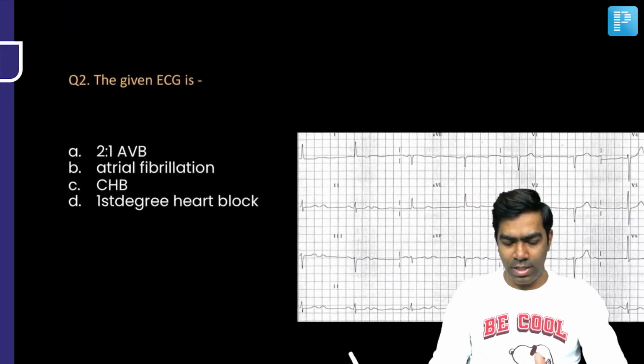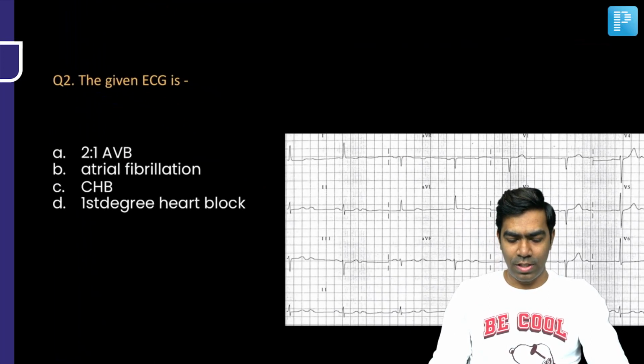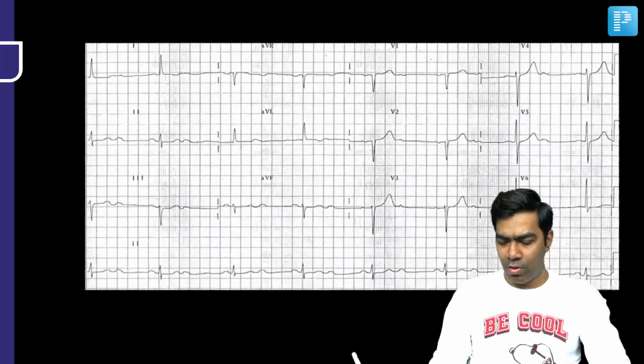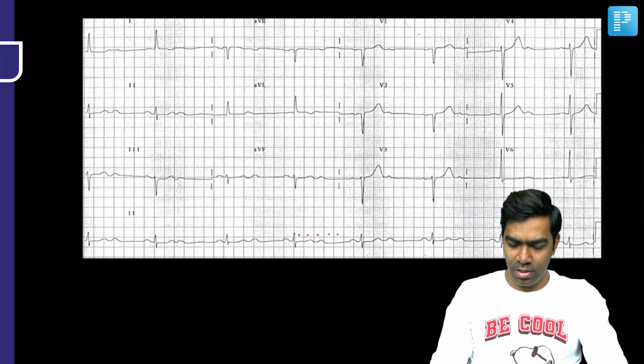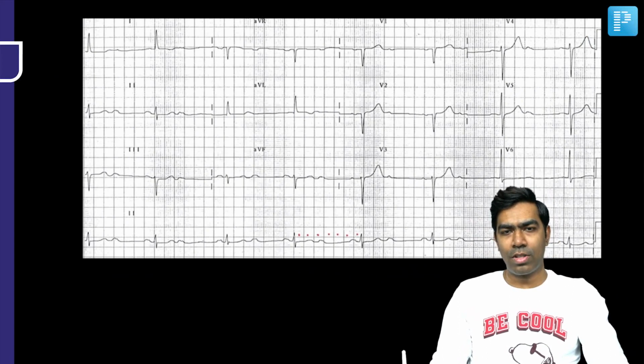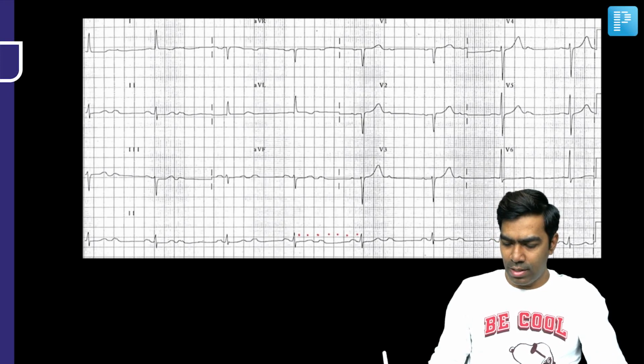And look at this ECG. So what is the ECG? Whether it's a 2:1 AV block, or we can call it a Mobitz 2 with 2:1 block, or it's atrial fibrillation, or it's a complete heart block, or it's a first degree AV block. If you look at this ECG, definitely the patient is having bradycardia. Look at the number of large boxes. It's almost 7 large boxes, so the heart rate must be hardly around 40-45, nothing more than that.